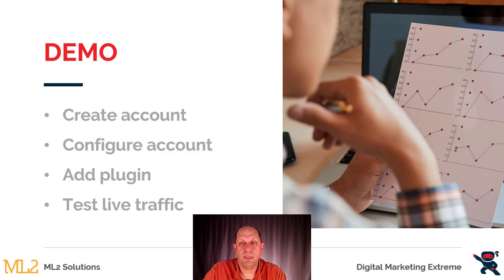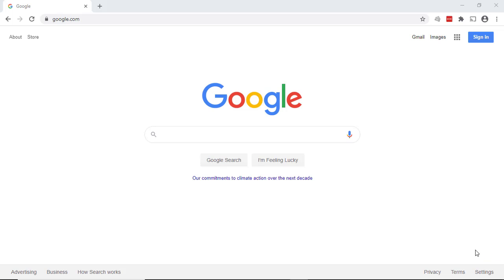So I'll demonstrate some things about Google Analytics. First, I'll show you how to create an account, and then we'll do some initial configurations. Part of that will be adding a plugin to your WordPress website to actually install the Google Analytics code to work with your website. And finally, to make sure everything's set up right, I'll show you how to test using live traffic to make sure your Google Analytics and your website are working together. So let's get started setting up Google Analytics on your WordPress website.